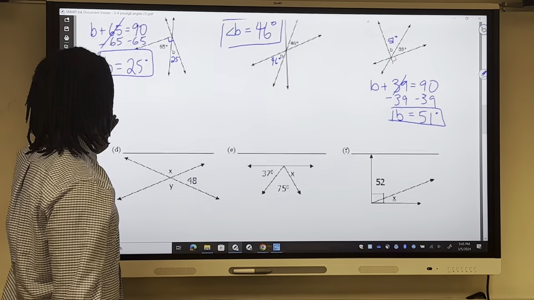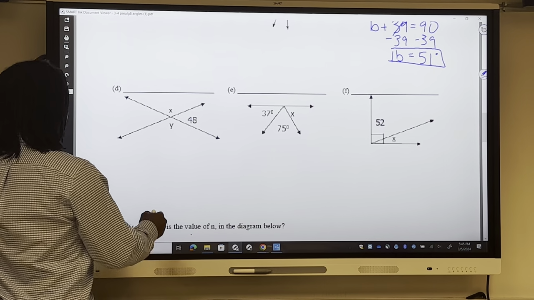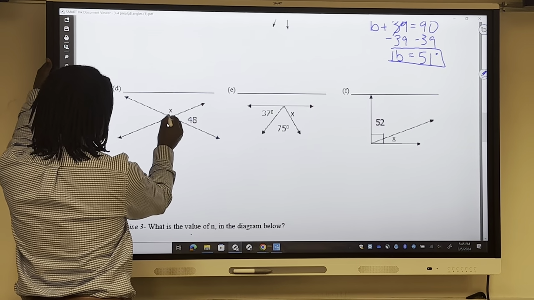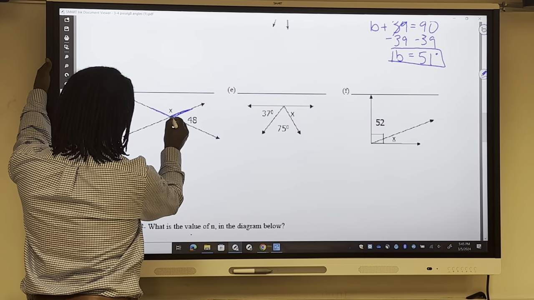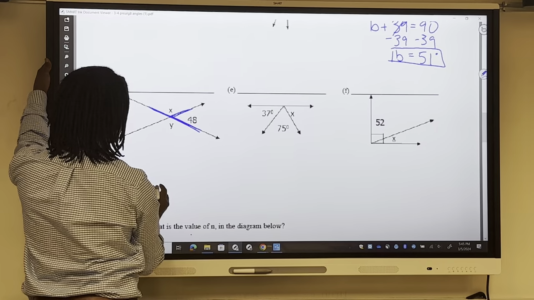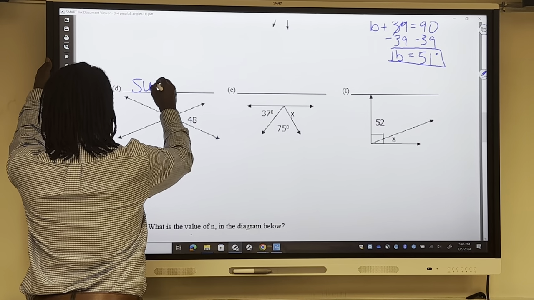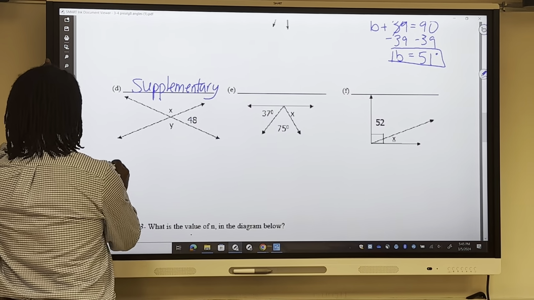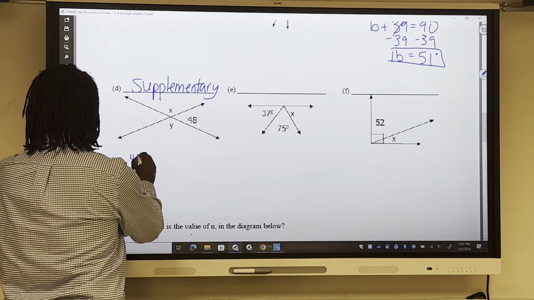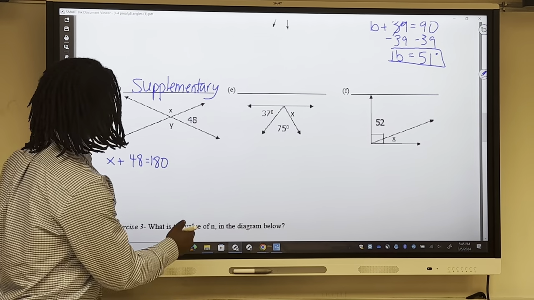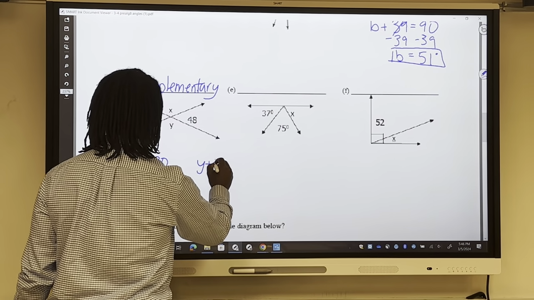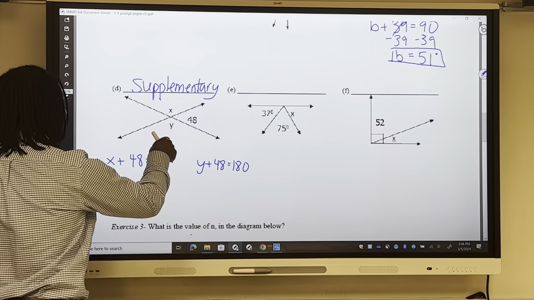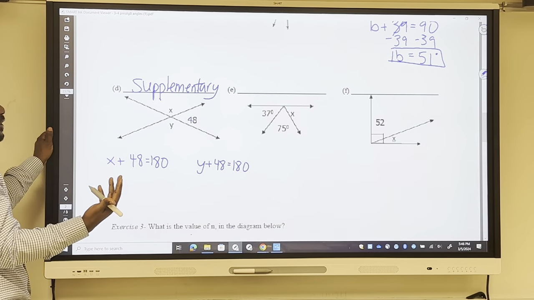All right, moving on, almost done. Home stretch. These angles next to the 48 are supplementary, because you add this angle and this angle and you get this straight line. Supplementary angles mean they add up to give you 180. So X plus 48 equals 180. Or you could have looked at it the other way and said Y plus 48 equals 180. Either way, you're going to end up getting the same thing, because both of these are opposite of each other, so we know they're equal.